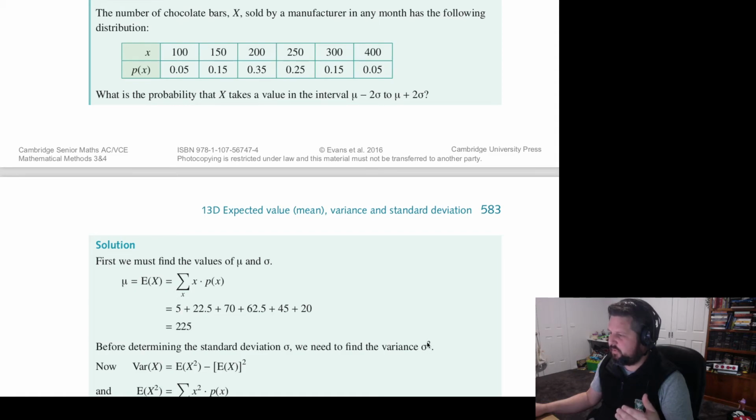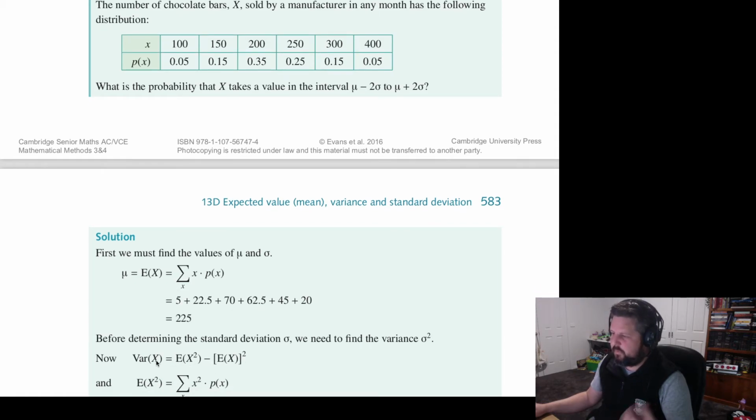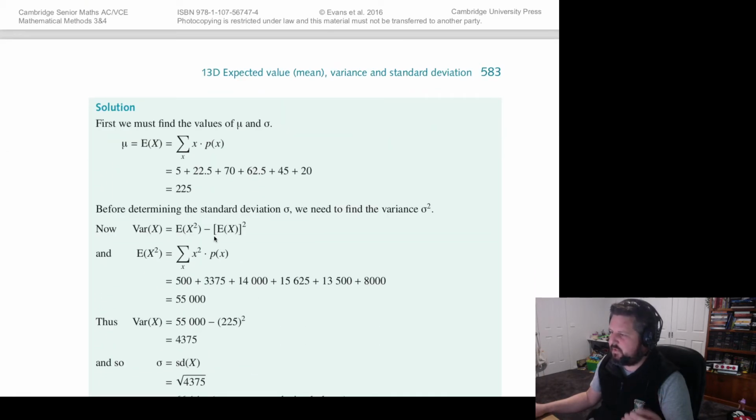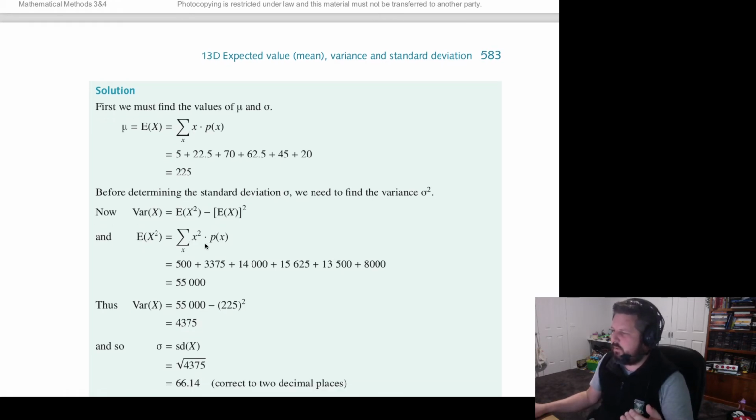which is sigma squared. So like we saw before, here is the formula to calculate variance. So we need to run these calculations. So obviously doing this here, the expected value of x squared, and then also we had the expected value of x here, and we can square that. We can square that there, which is the 225. We get the variance is 55,000, which is this part here, take away the 225 squared. Variance is equal to 4,375.